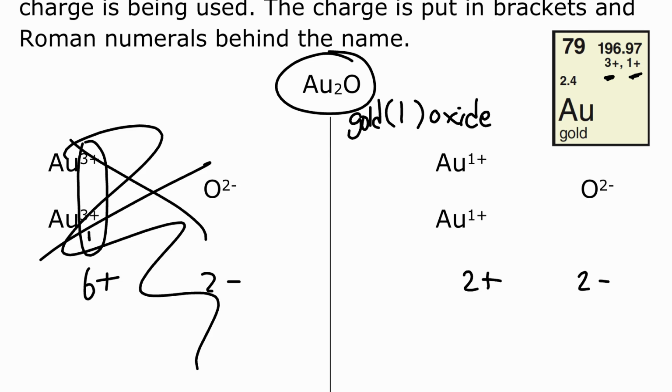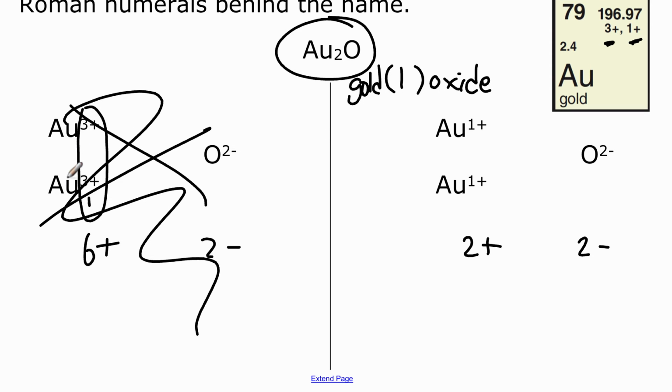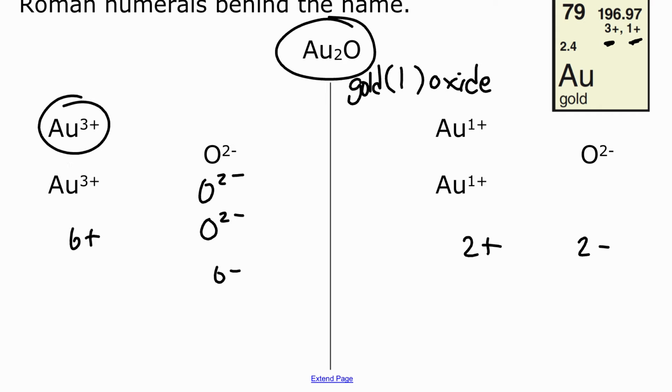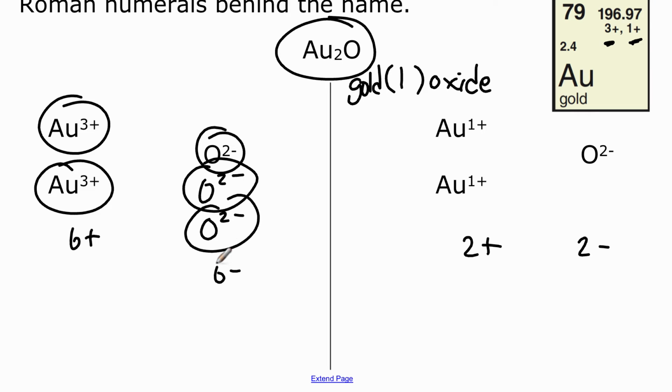Now, just for interest, if I wanted to know what the formula for that one over there was, right now you notice that that's not balanced, but I could balance it, of course. So if I put another oxygen, that's 4, another one, that would give me 6 minus here, and I have a 6 plus there. So with the gold 3 plus ion, I'd need 2 gold 3 plus ions, and I'd need 1, 2, 3 oxygens. That 6 minus was just my total charge.